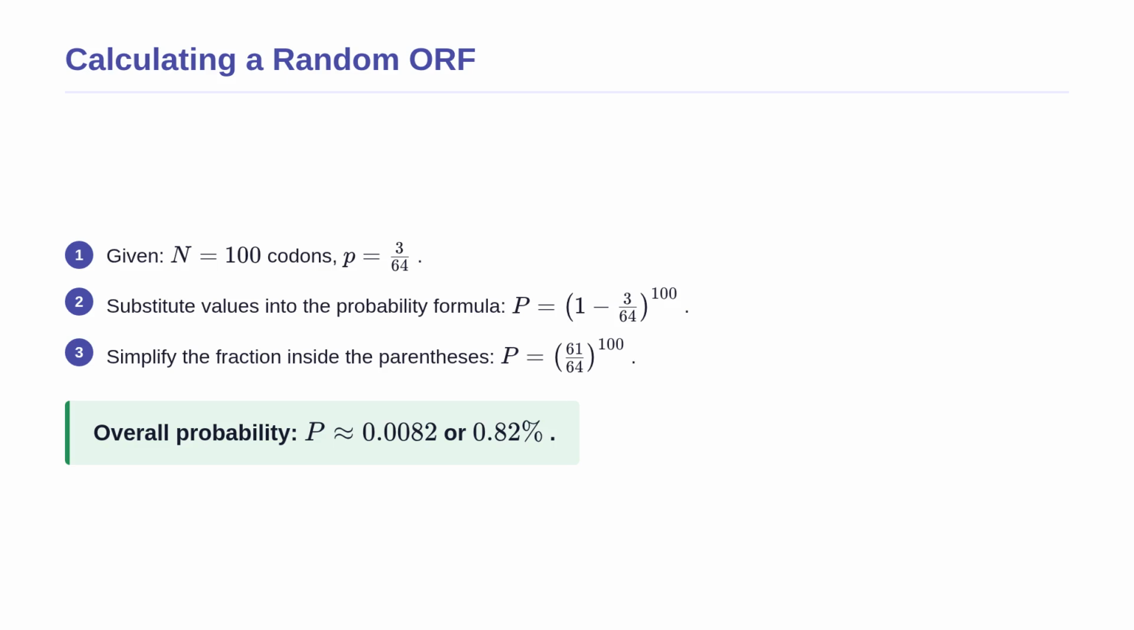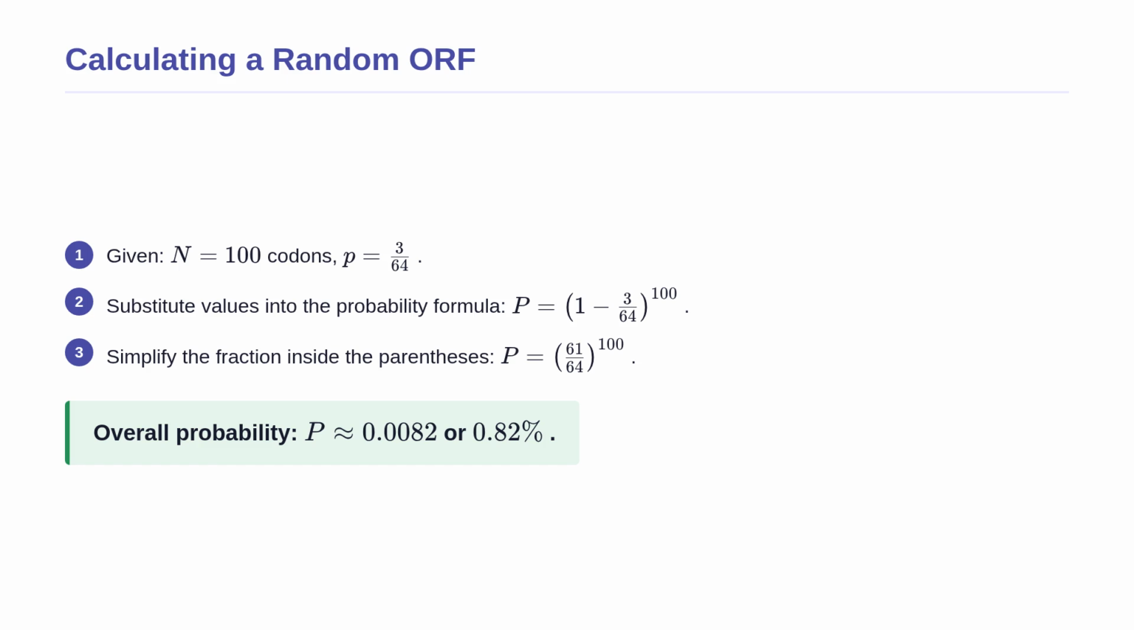Let us see this formula in action with a concrete example. Suppose a computer program finds a continuous stretch of 100 codons without a single stop codon. We want to know the probability of this happening purely by chance. We are given n equals 100 and p equals 3 over 64. We substitute these directly into our equation.